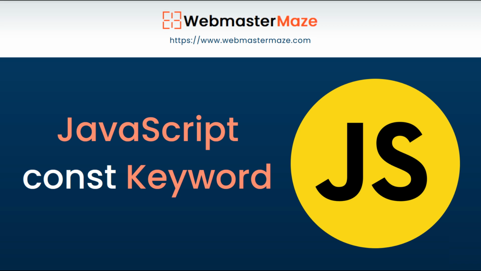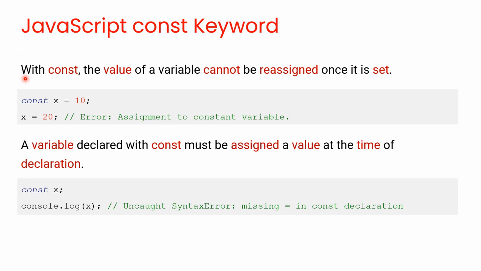Hi everyone, in this video, you will learn about JavaScript const keyword. With const, the value of a variable cannot be reassigned once it is set. This code declares a constant x with the value 10. When we try to reassign x to 20, JavaScript throws an error because x is a constant and cannot be changed.